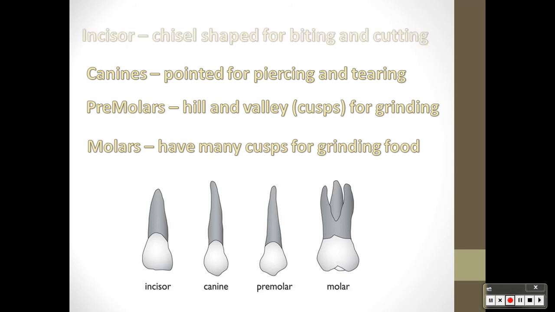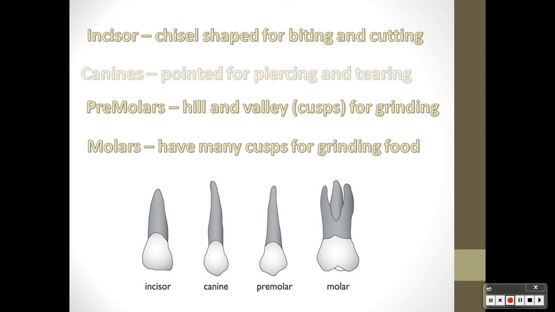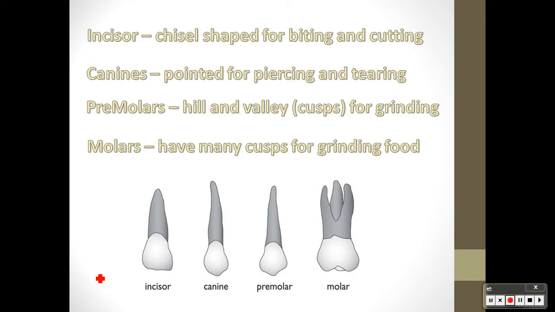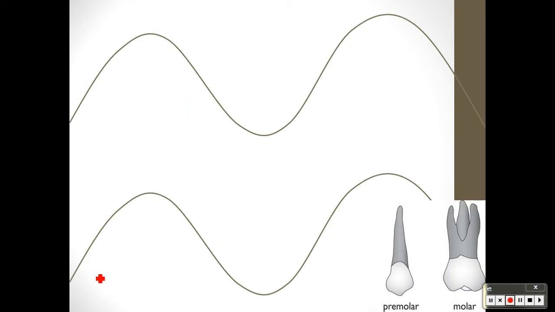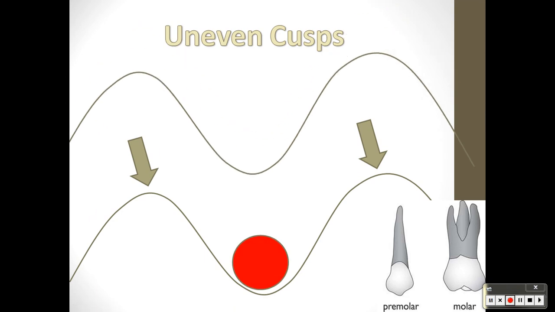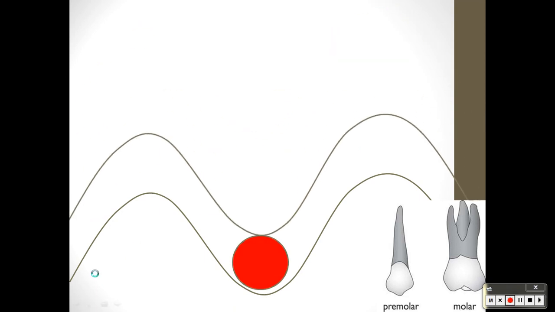So, incisors for chiseling, canines for piercing. Some people say that chimpanzees are vegetarians. These gigantic canines say otherwise, unless you're arguing it's for defense. But no. Premolars and molars have cusps for grinding. So food gets stuck between the cusps, and then I close and I wiggle, and it breaks the food up.